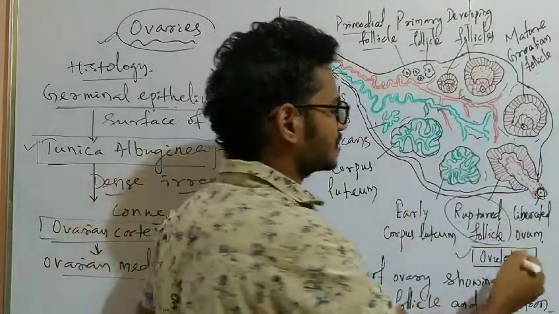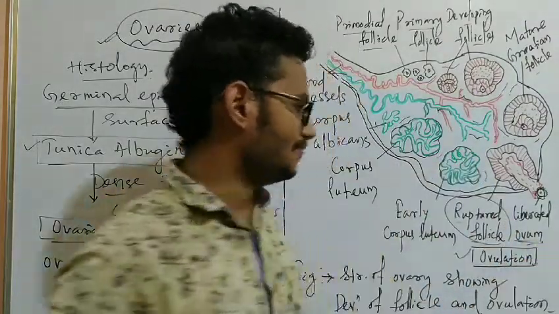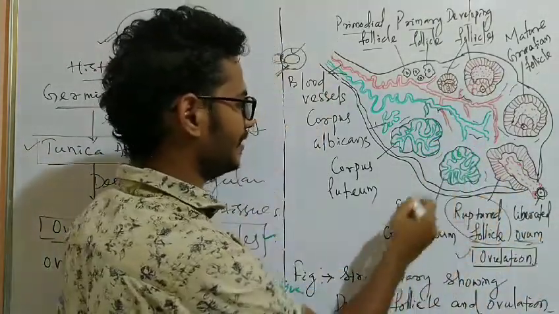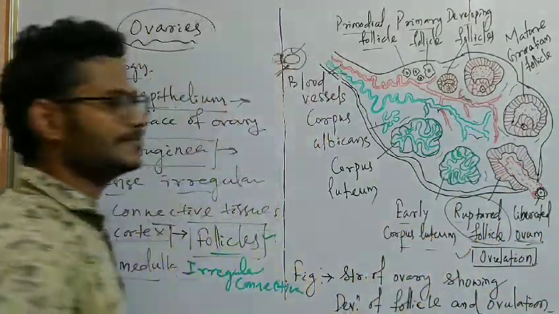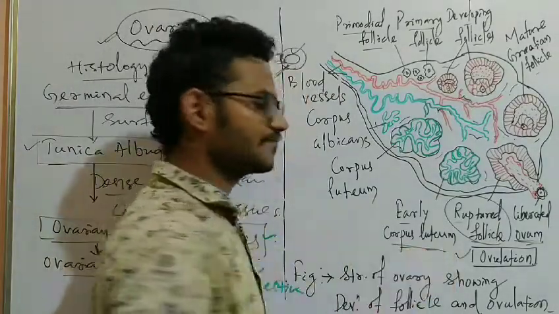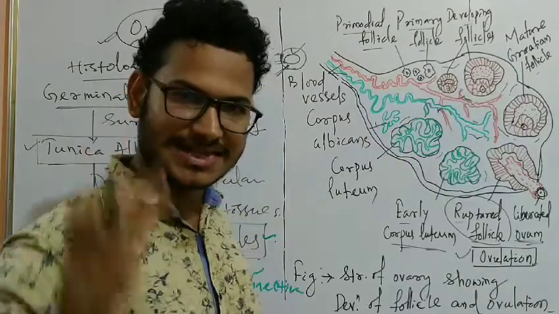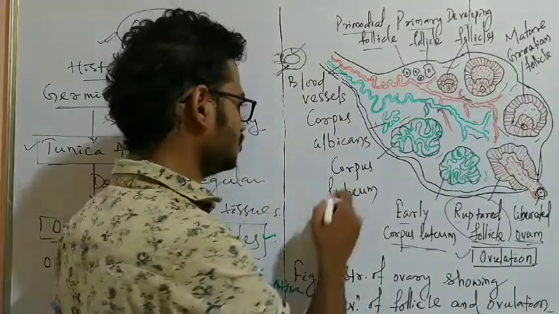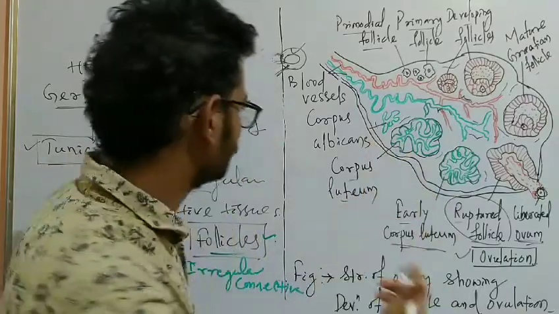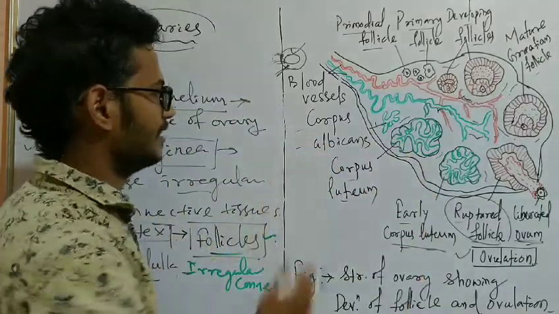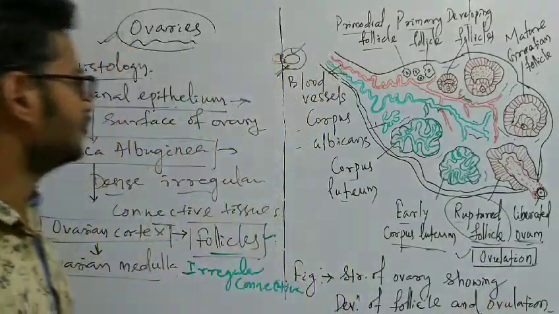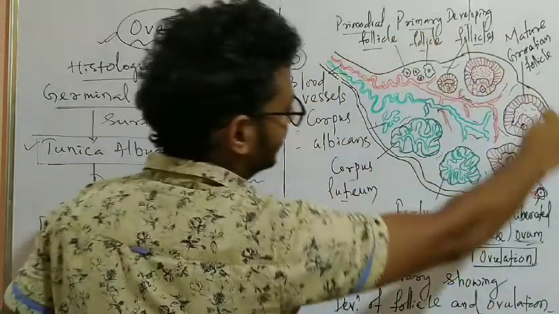Okay, so the secondary oocyte develops into the ovum, right? After the rupture of the Graafian follicle, the corpus luteum is formed. We will study the different functions of this corpus luteum. It is important for the secretion of female sex hormone, and then the corpus luteum gradually degenerates to form the corpus albicans, and finally the corpus albicans disappears inside the ovary. So this is a cyclic process.